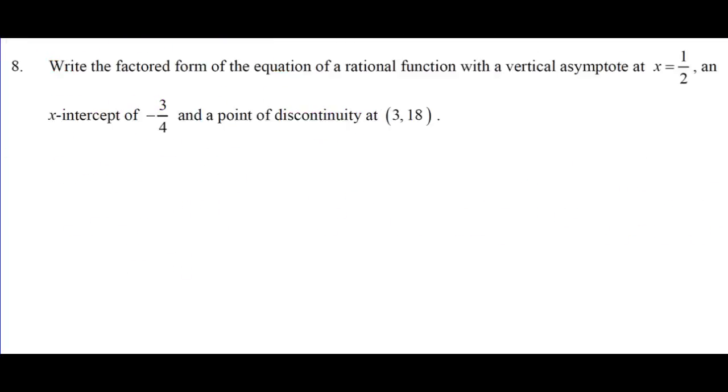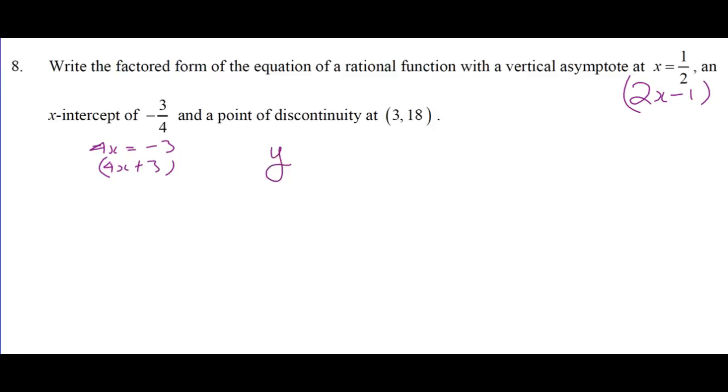What do we got? One more? Write the factored form of the equation of a rational function with the vertical asymptote at x equals a half. So I'm just going to change this into 2x minus 1. Right? So if I see x equals a half, that's the root. The factor is 2x minus 1. An x-intercept of negative 3/4. Okay, so what's that going to be? 4x minus 3? 4x plus 3, right? Sorry. Yeah, 4x equals negative 3, 4x plus 3. And a point of discontinuity at (3, 18).